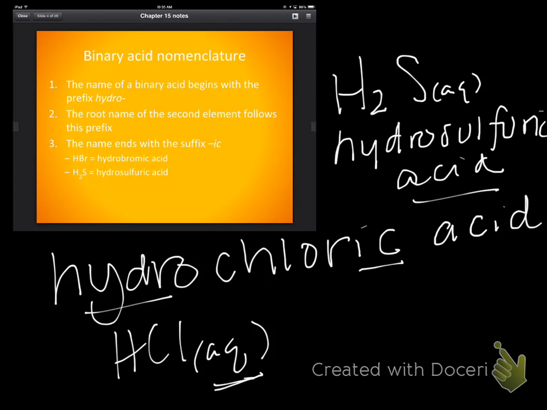Just saying hydrochloric doesn't say hydrochloric acid. So when I give you a test and I give you a formula and ask you to name the acid, if you write hydrobromic, I'm going to mark it wrong or at least take off half points. It is hydrobromic acid, hydrochloric acid, acetic acid, nitric acid. So, because I'm mean, that's why.